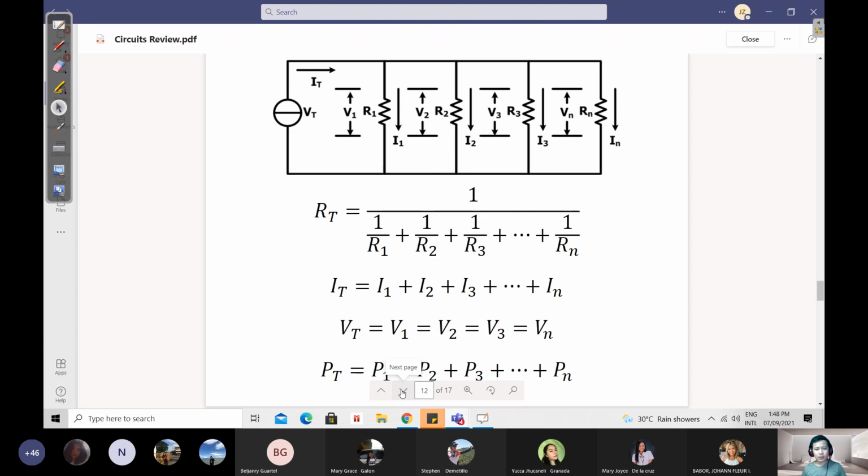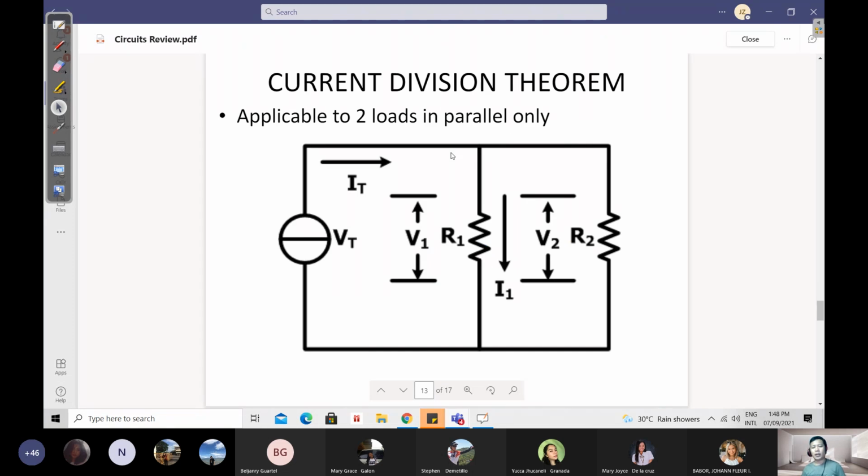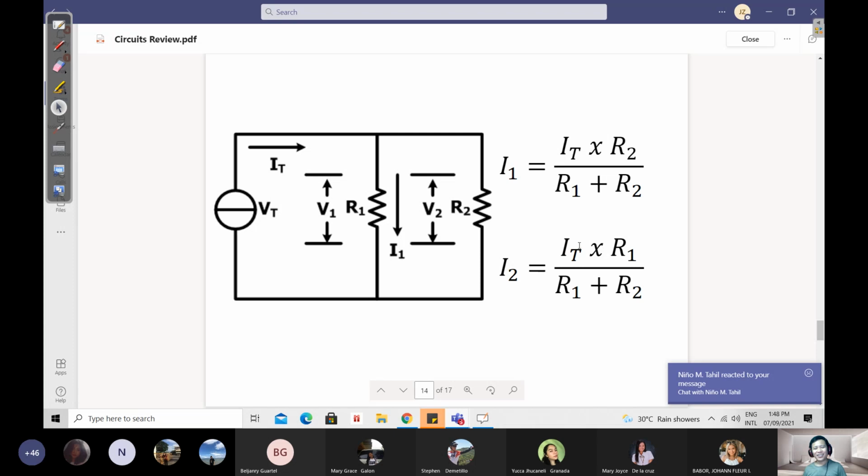Then, you have the current division theorem. Again, just like VDT, the current division theorem is just a shortcut that is applicable only for resistors in parallel. Okay? So this also has a direct formula. You can directly solve for the current I1 by using the formula I total times R2 over R1 plus R2. And I2 is equal to I total times R1 over R1 plus R2.